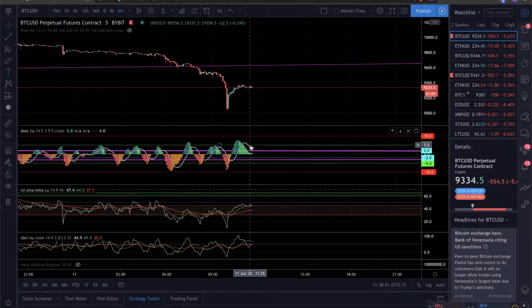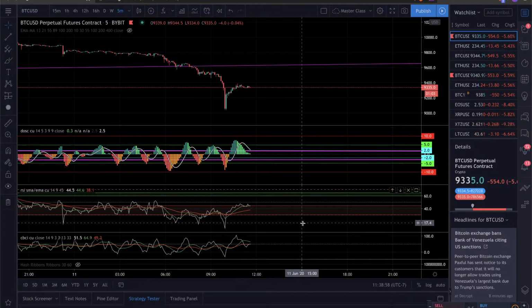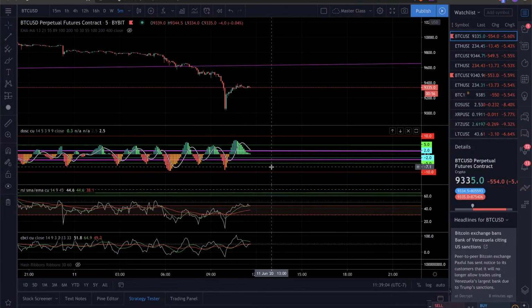We have momentum that's pointing back down to the downside. So we came back up, we hit this point right here, and we are having quite a bit of resistance right here on these particular indicators.